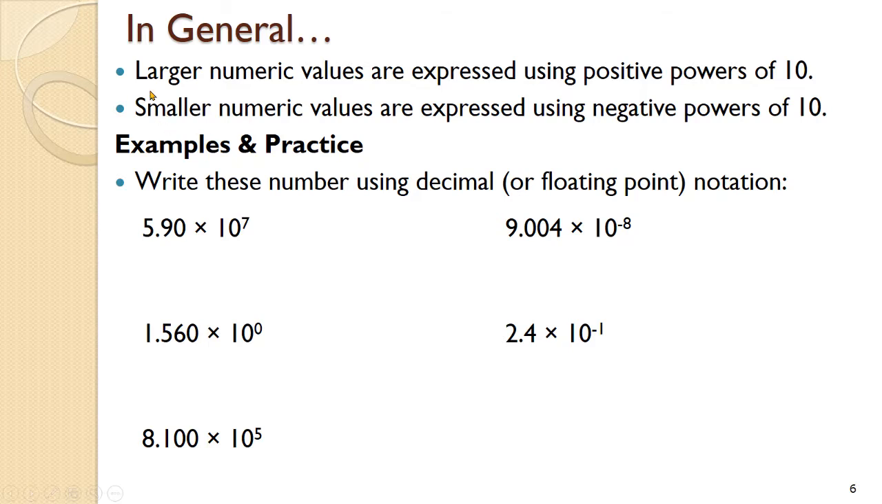The key here is larger numeric values are always expressed using positive powers of 10, and small values are expressed using negative powers of 10. As long as you remember that, then you don't really need to remember any left or right rules for numbers in scientific notation. And that's also going to be useful for when we work with metric prefixes some more in our next lesson.